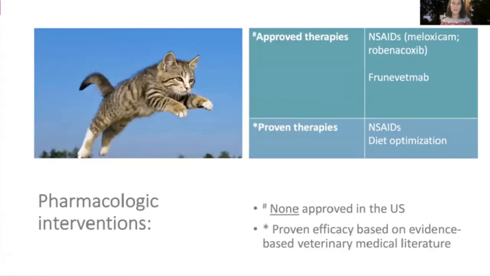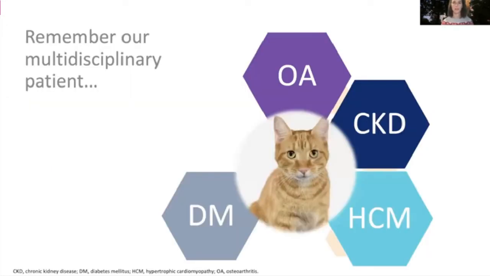When we look at those pharmacologic interventions, so we have approved therapies. So these are actually not in the United States. In the US, we have no approved therapies for treatment in cats, but in other areas, we have NSAIDs, so meloxicam and robenacoxib, which are approved, and frunevetmab, which is Solensia, has received marketing authorization in the EU, the UK, and Switzerland. And when we look at what is backed by evidence-based literature, the NSAIDs and diet optimization are really some of the proven therapies. And I'll show you some of the work on frunevetmab as well.